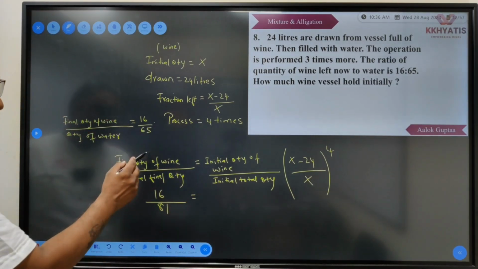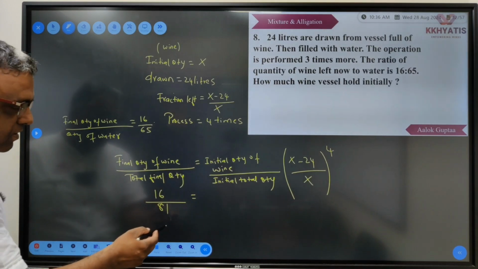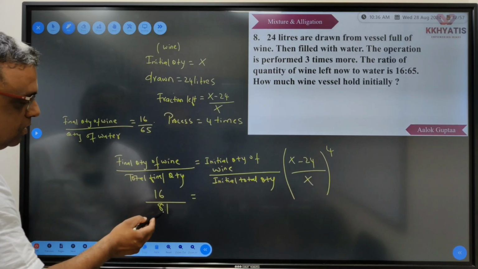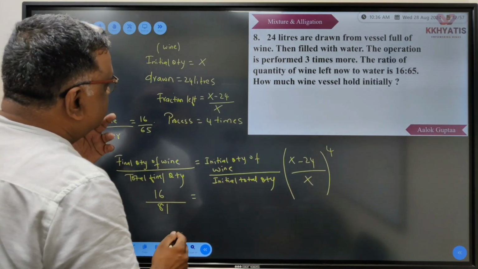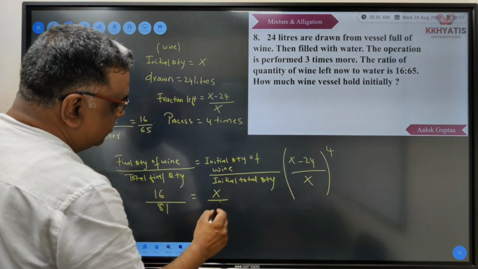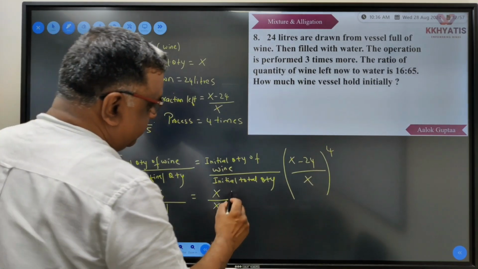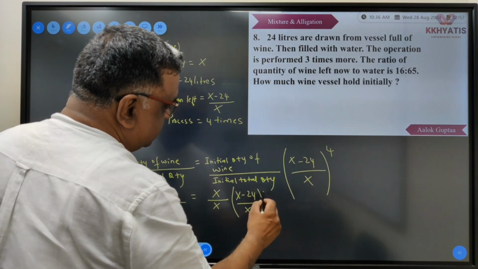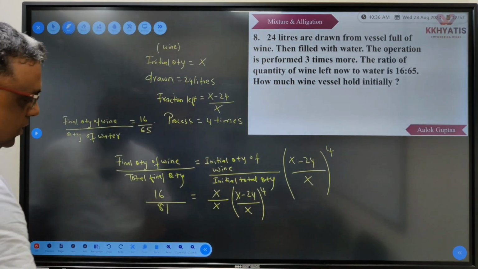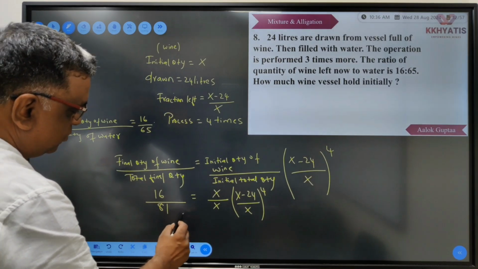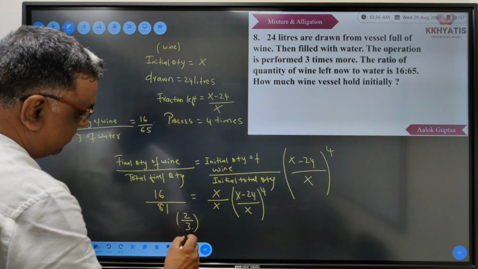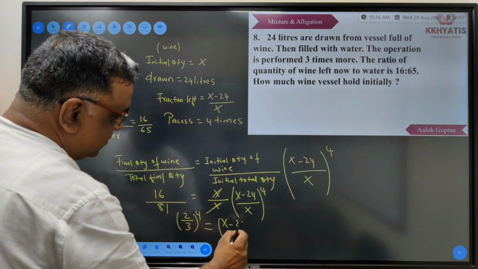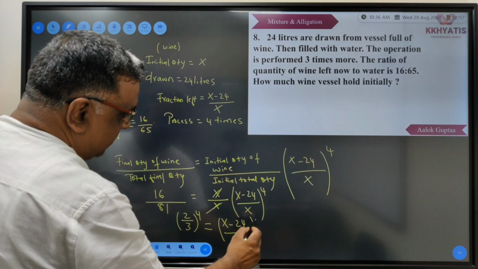Initial quantity is very important because some people will just write 65 here, but 65 is not the total. This is water and this is wine. So if we add these two, total would be 81. Initial quantity of wine was X and total quantity also was X. Fraction left was X minus 24 upon X and it was done 4 times. So this I can write as 2 by 3 to the power 4. This X will get cancelled and this is X minus 24 upon X to the power 4.